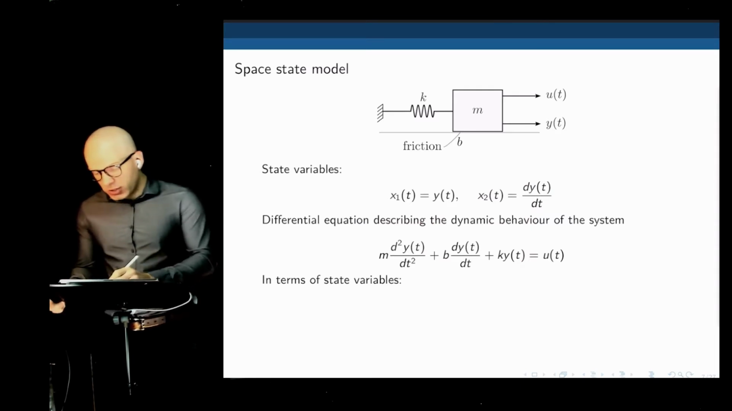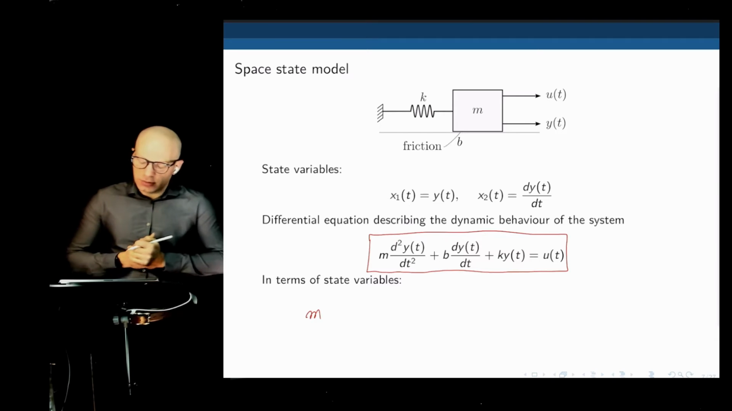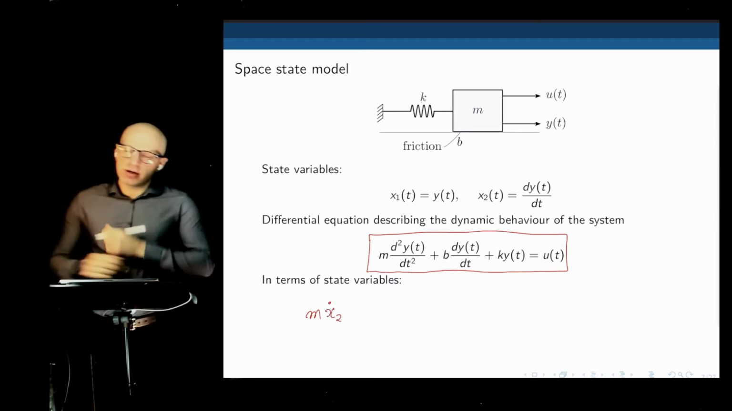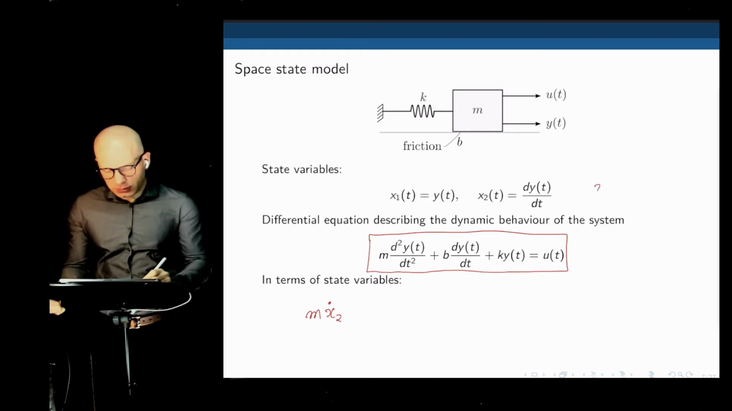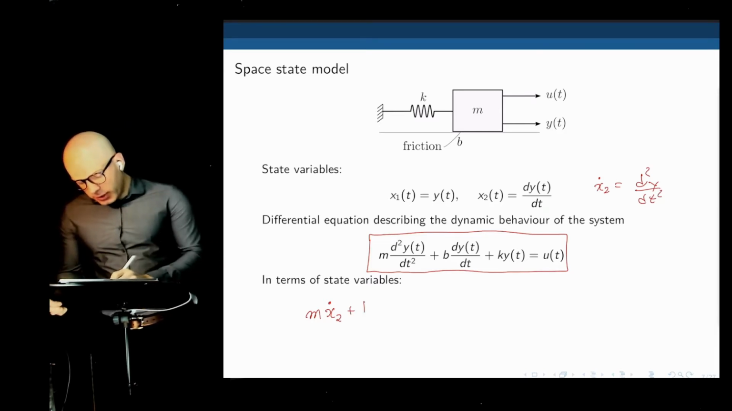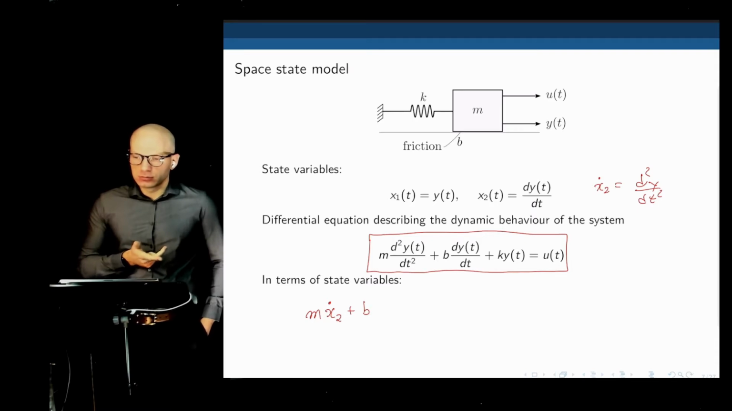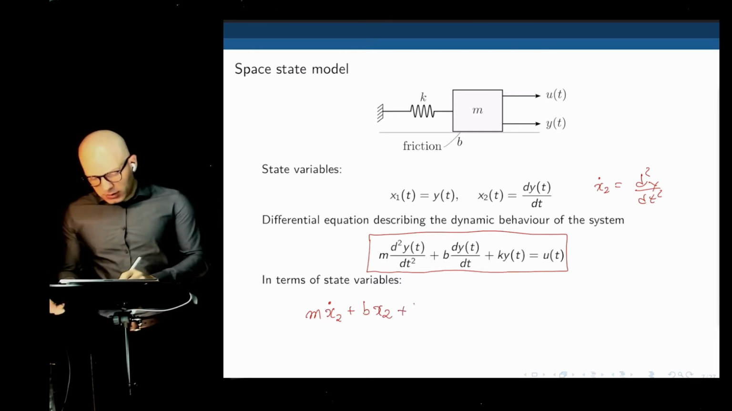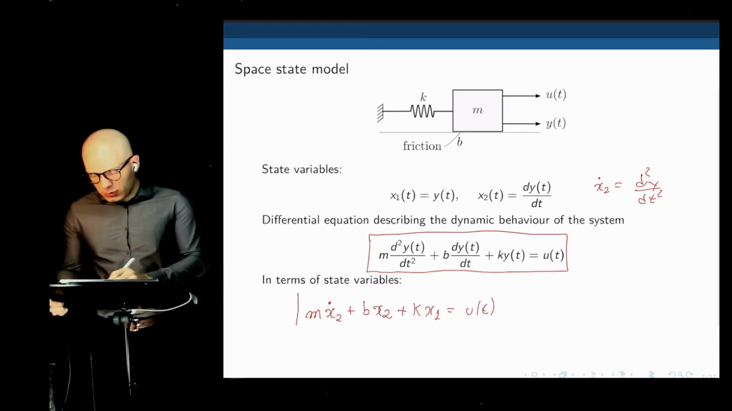So now let's write this equation using this method. So how would that look? m y double dot is the same as m x2 dot. Is this one fine? Is this clear? Yes. Right, so x2 dot is d squared y dt squared, plus b times what now? What can we write there? We could write x1 dot or x2. So x2. Of course, these are all functions of time. Just writing x2 to make it easier. Plus k times x1. x1, very good, equals u of t. So this is one of the differential equations.